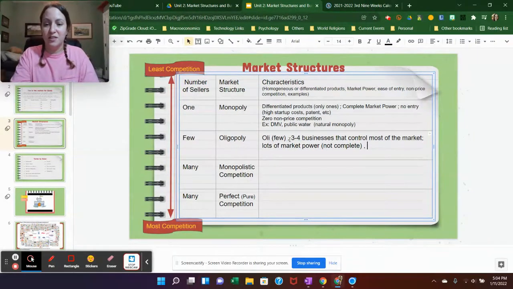They can sell these. When I give you examples, it'll make more sense. But they can sell homogeneous or differentiated products. Okay, so the word homogeneous means the same.